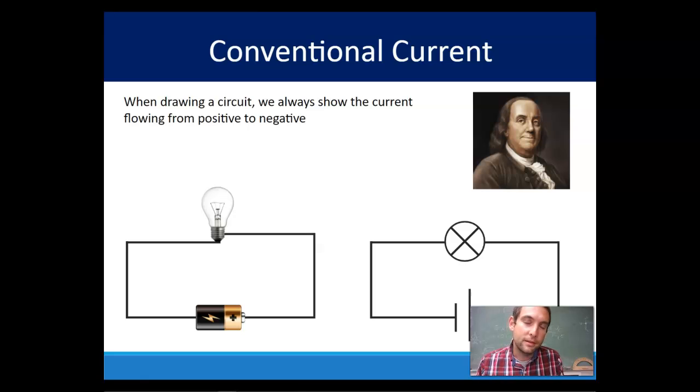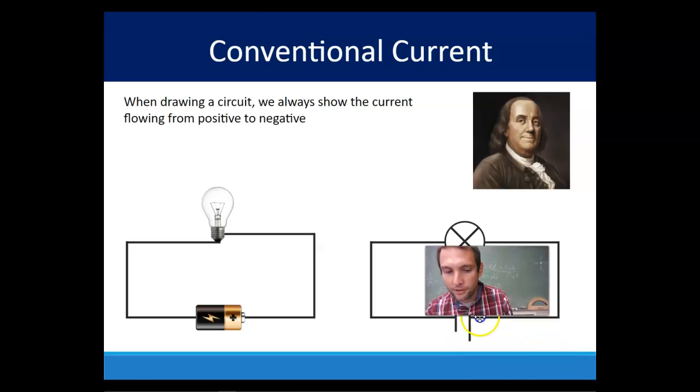For us, we will use this conventional current. Conventional just means historically it's just been used and accepted. So we're going to use and accept this conventional current, even though it's really wrong. When drawing a circuit, we always show the current flowing from positive to negative. Current always goes from positive to negative.